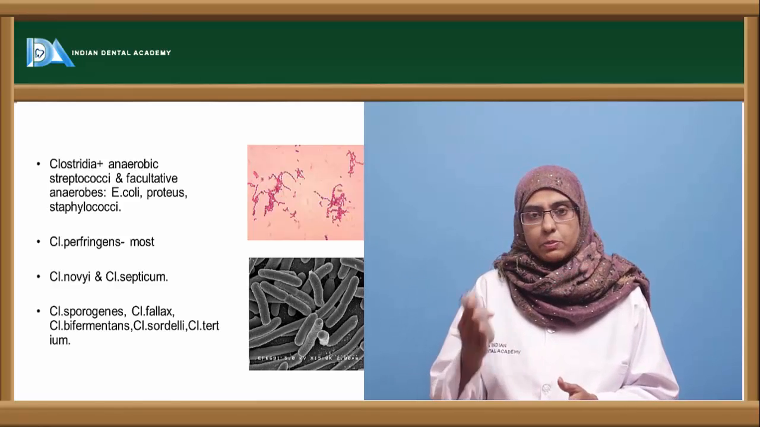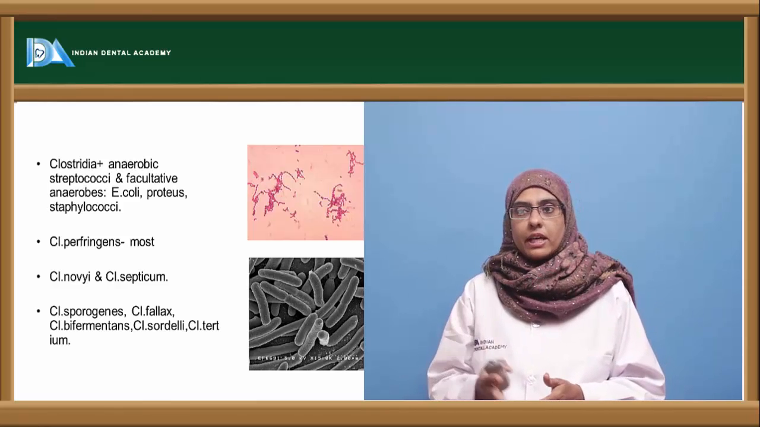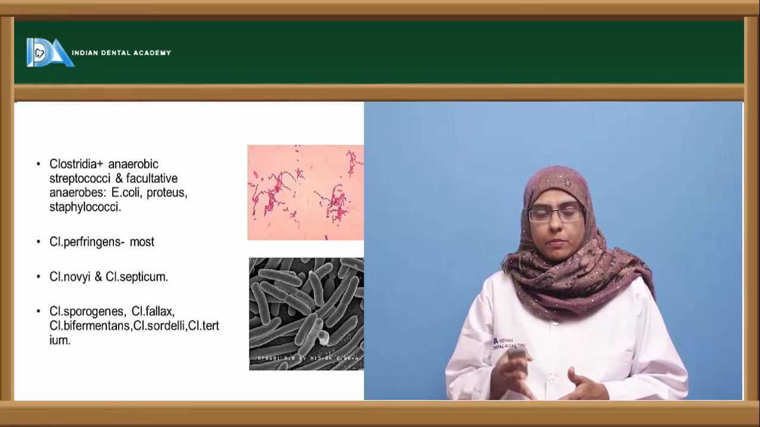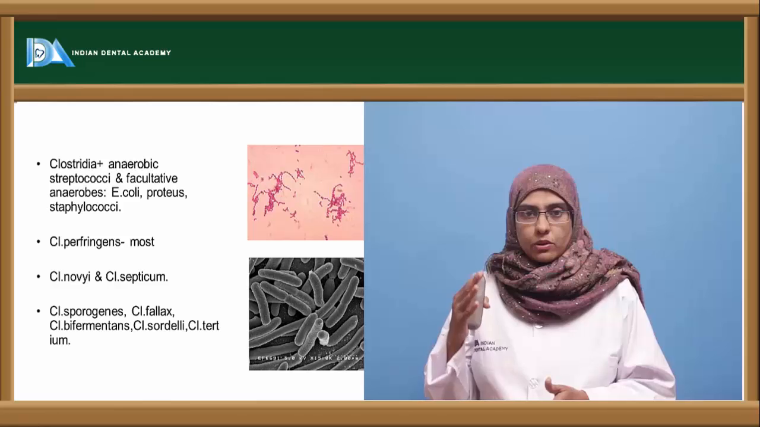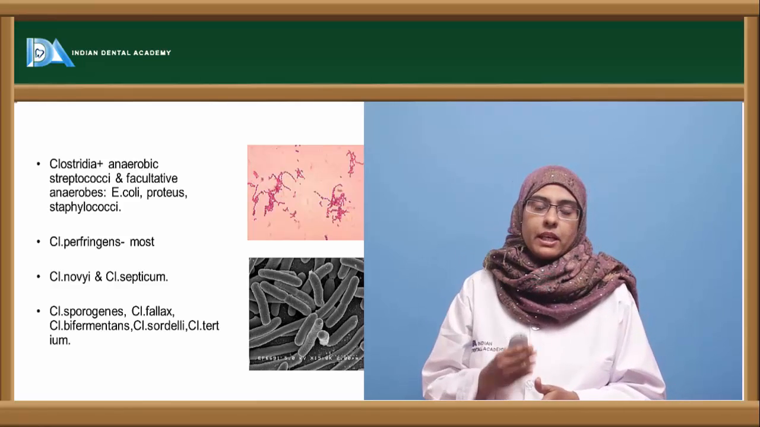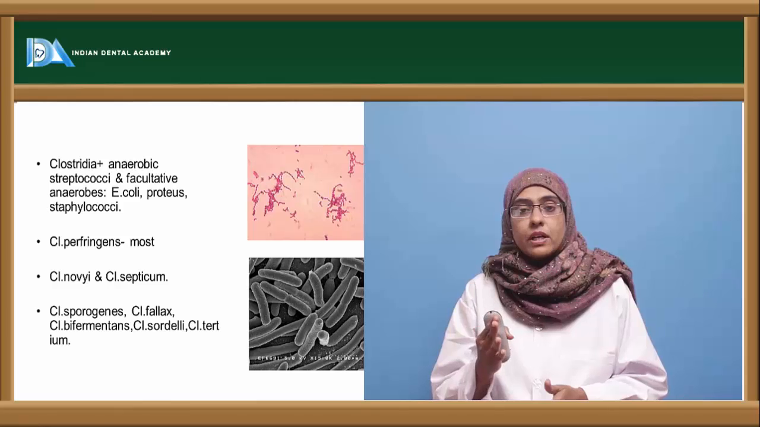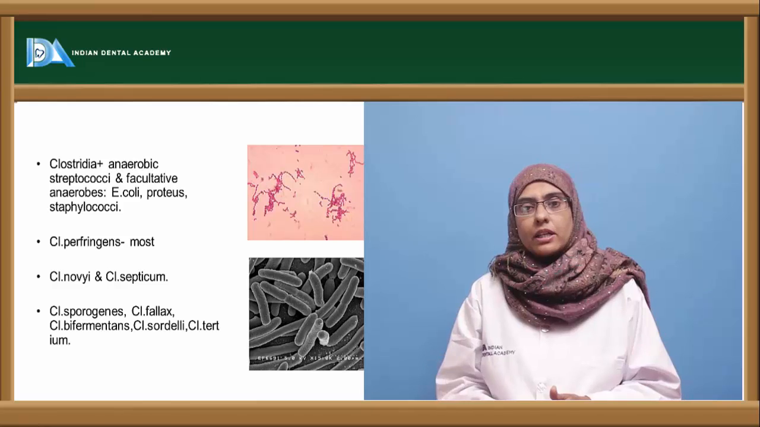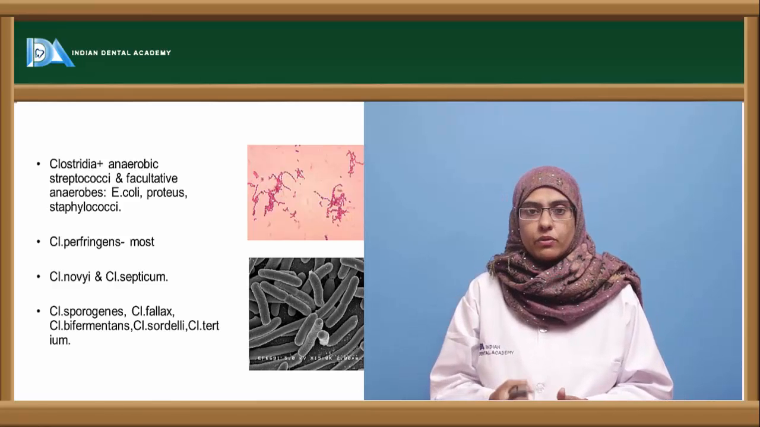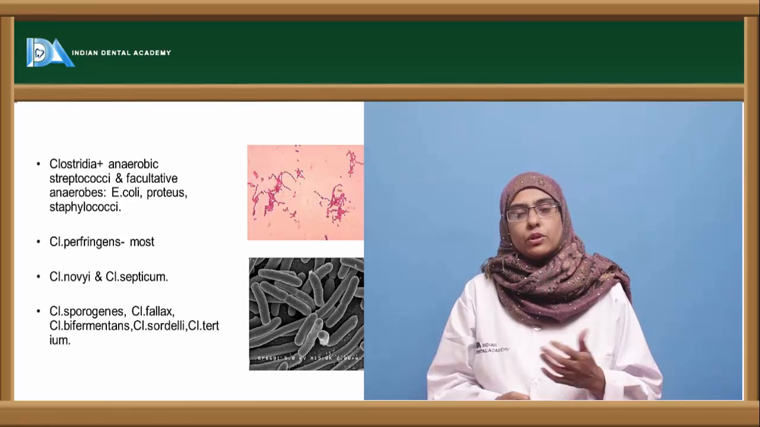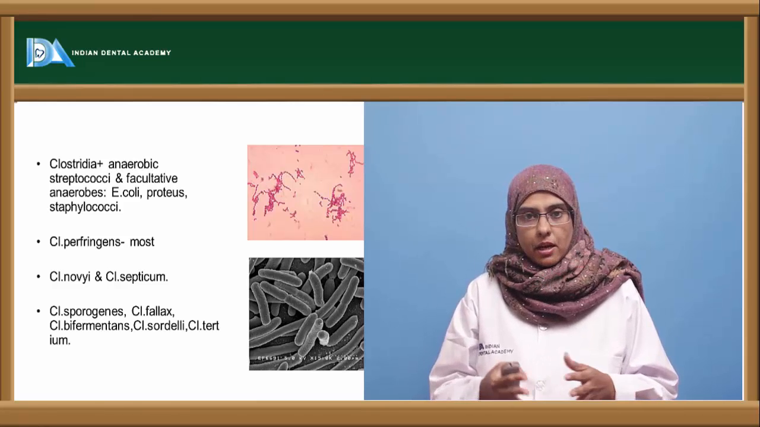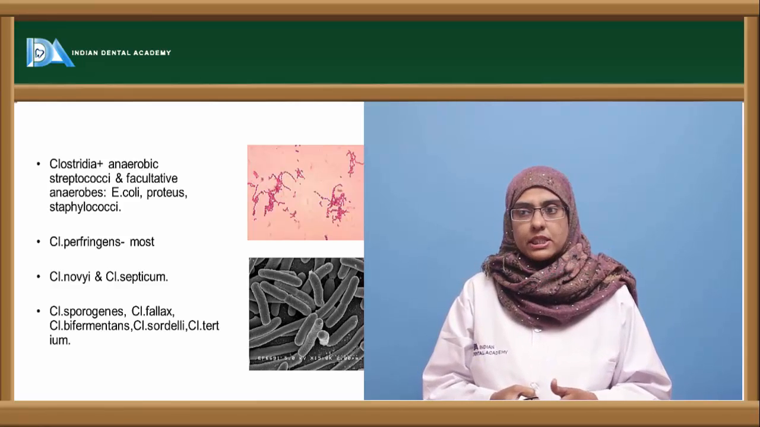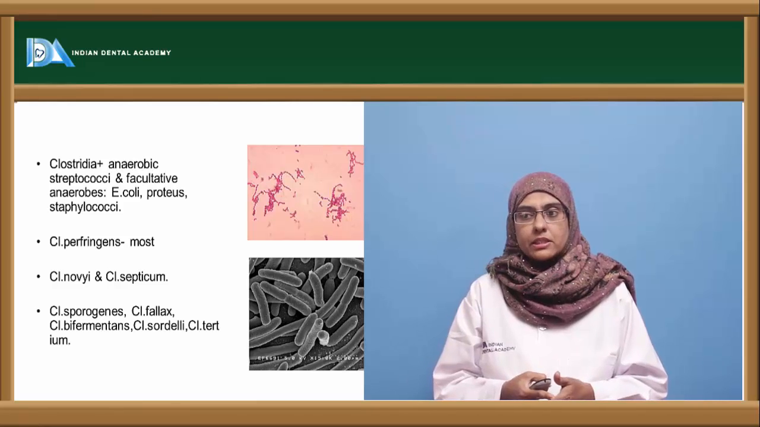First, the organism responsible is the clostridia, along with the anaerobic streptococci and facultative anaerobes such as E. coli, proteus and staphylococci. As discussed, clostridia is the most common type of organism, that is 60% of the organisms that contribute to gas gangrene are Clostridium perfringens. Other organisms associated with this are Clostridium novyi and Clostridium bifermentans, which contribute only about 20 to 40%.